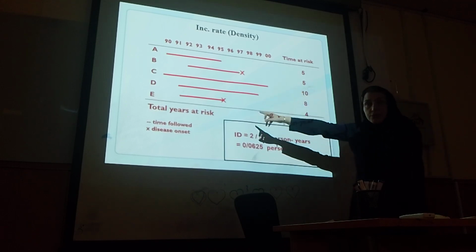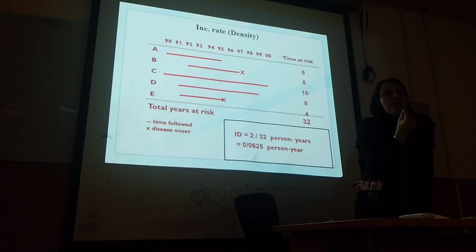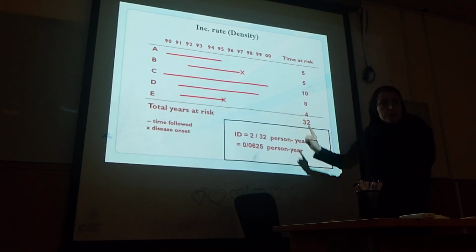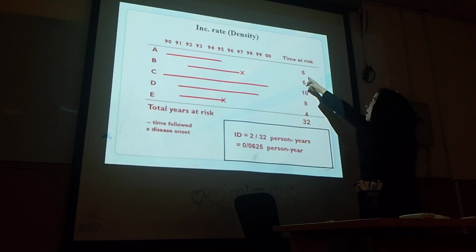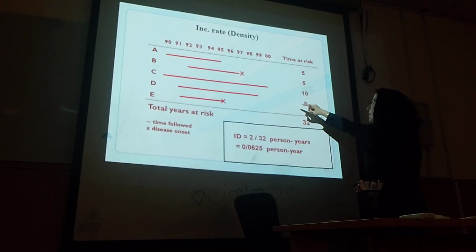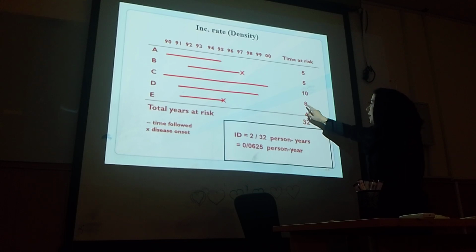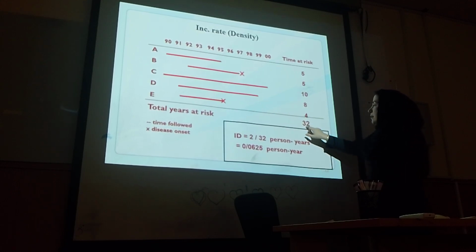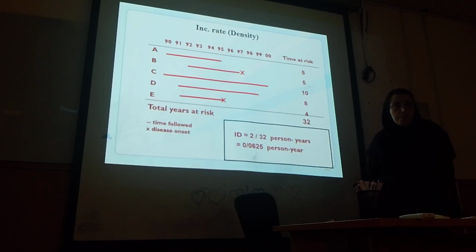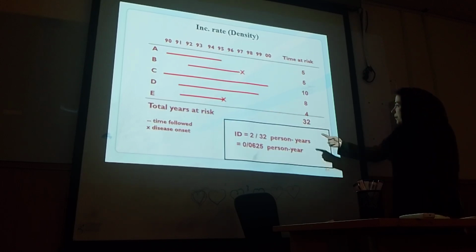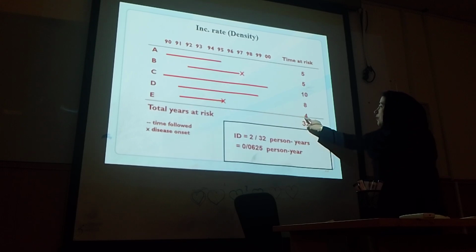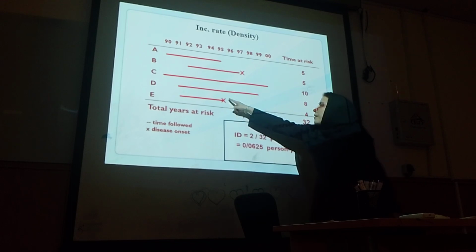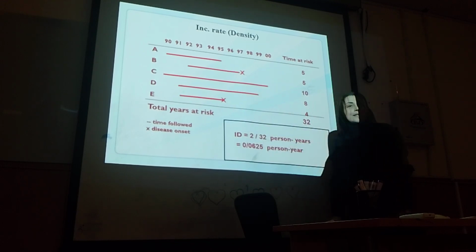We can calculate the number of years that we followed this population: 5 years, 5 years, 10 years, 8 years, and 4 years. Total 32 years. If we follow for 32 years, we have 2 events.